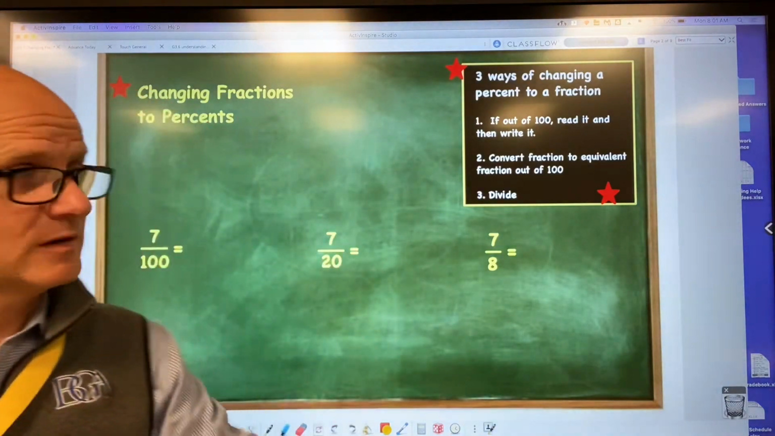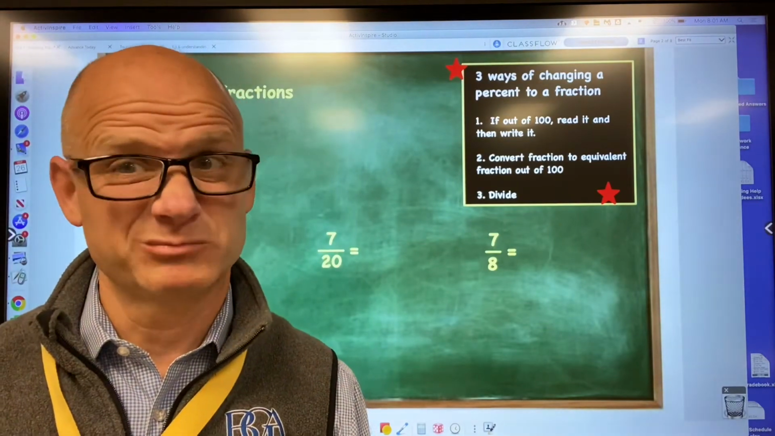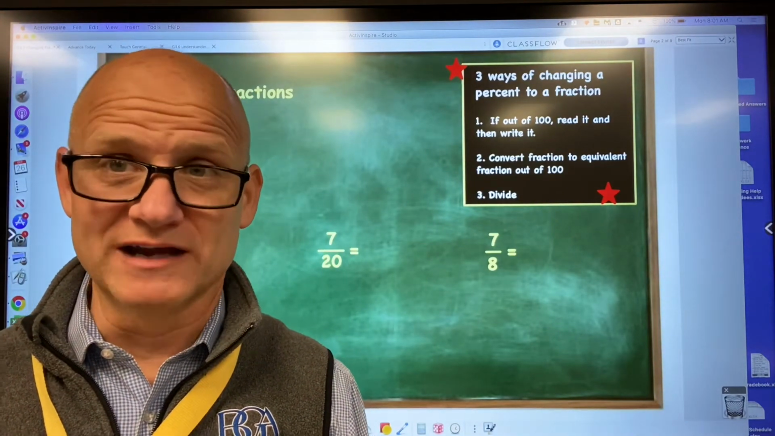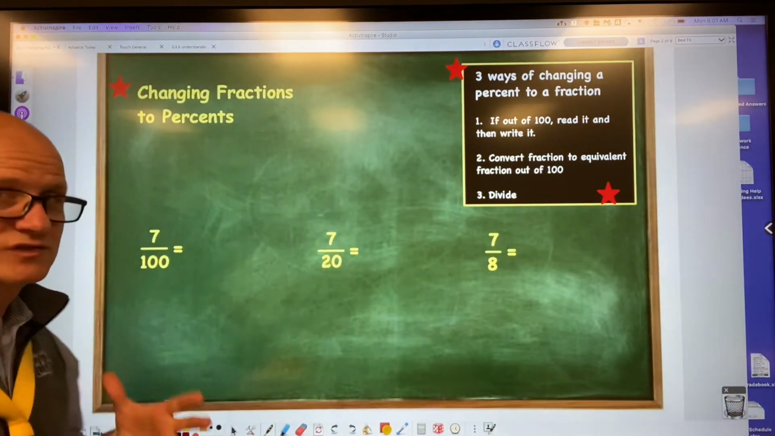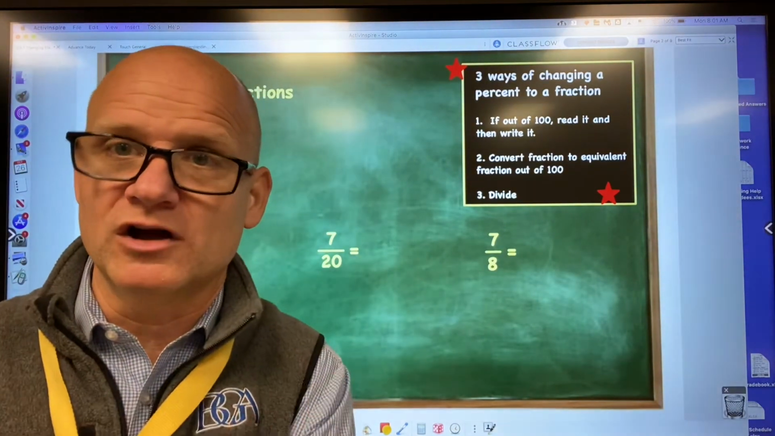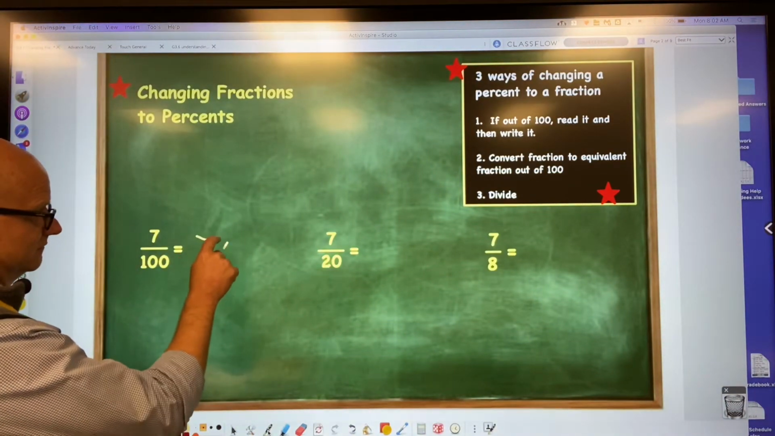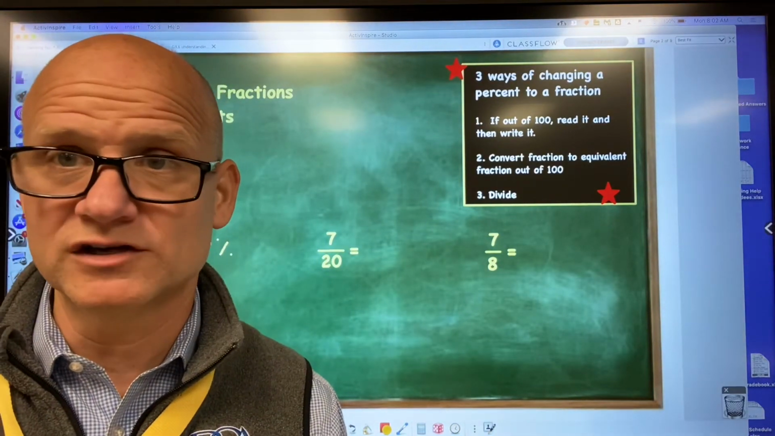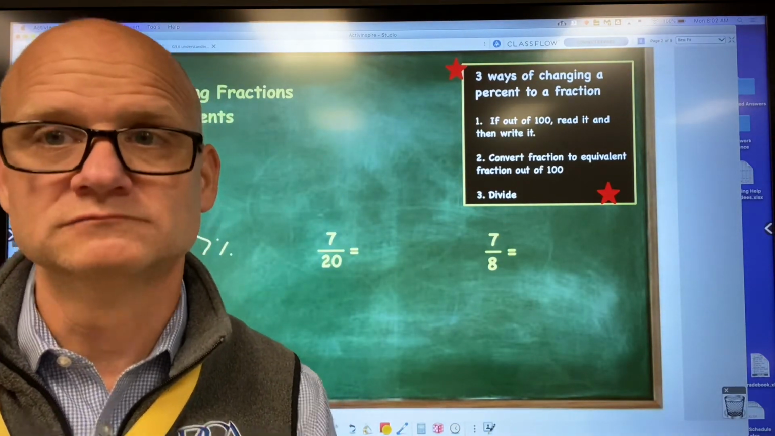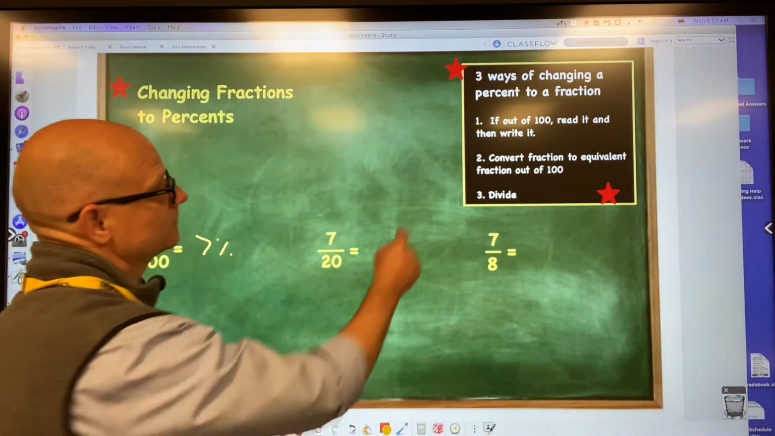There's three ways. So number one, it says, if out of 100, just read it, then write it. That's pretty easy. What do you mean? Well, look, this says 7/100s. And percents are always out of 100. So if it says 7/100s, you write 7%. It's that simple, because it's already out of 100. Once it's out of 100, you write it as a percent.